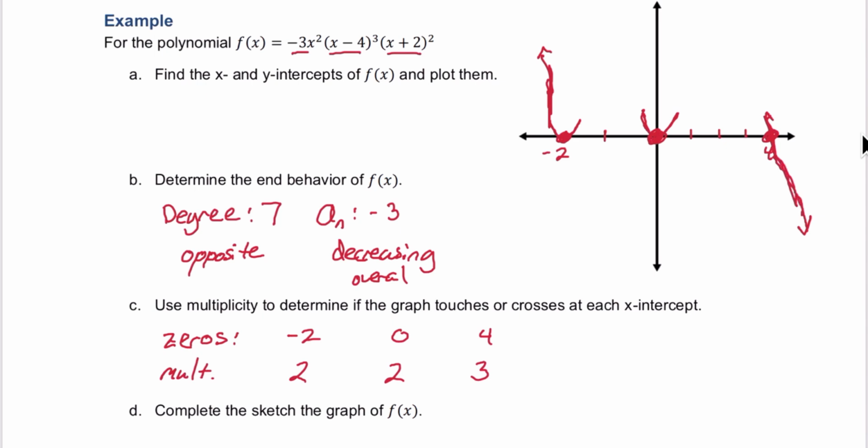And it looks like we have a local max between -2 and 0, and another local max between 0 and 4. And again, we're going for a very rough sketch. If we wanted to know how high these actually go, we would have to do some more work. We don't need to do that for just a very rough sketch.